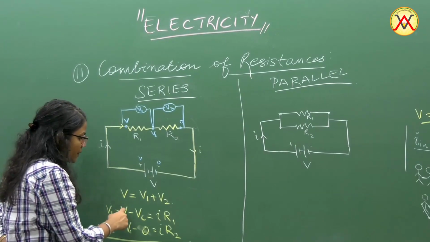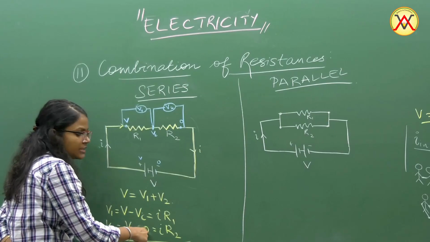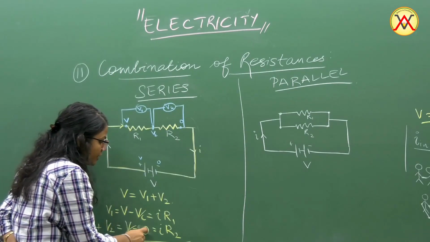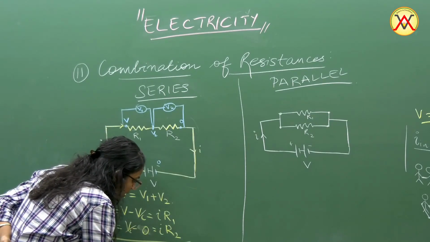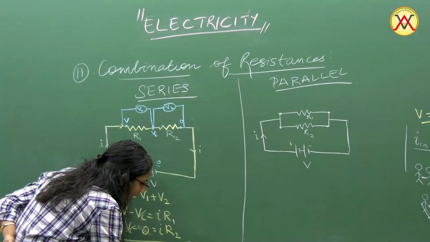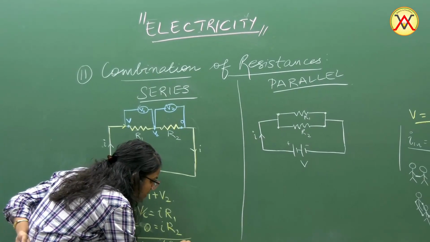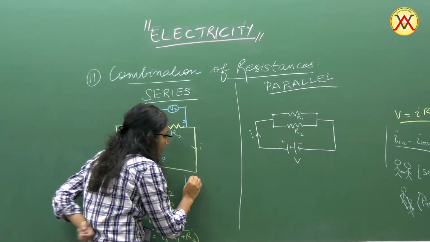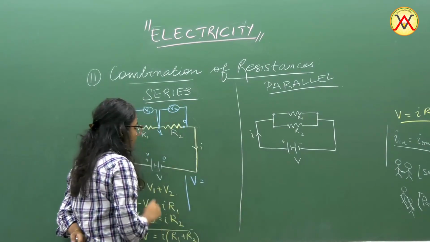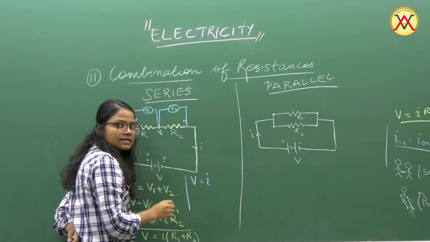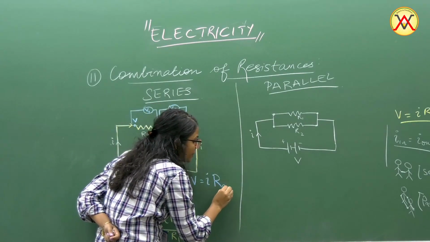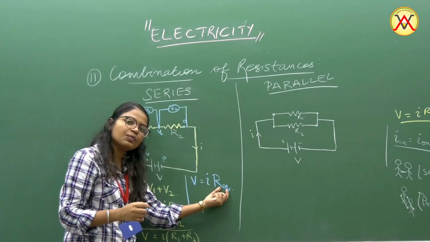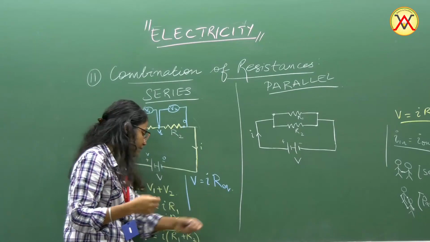V1 plus V2 equals V minus Vc plus Vc minus 0. Vc gets cancelled out. What do we have? V minus 0, that is V, equals I into R1 plus R2. Here, the total potential difference is equal to the total current in the circuit multiplied by the total resistance of the circuit. We are taking total resistance to be Req, that is R equivalent.